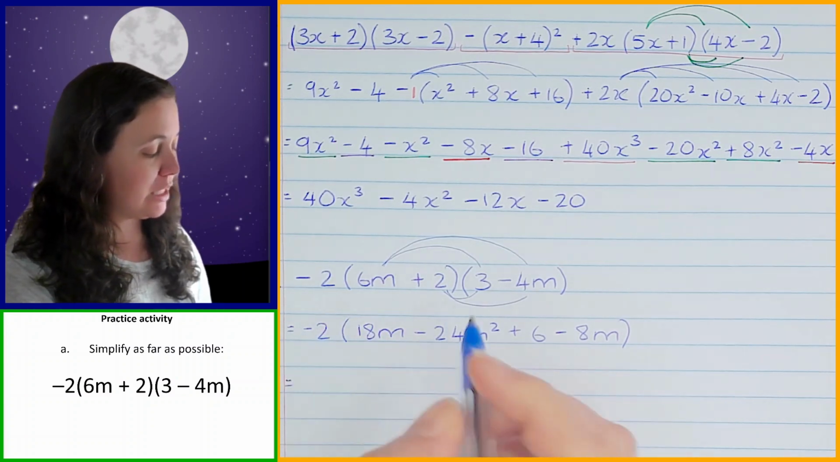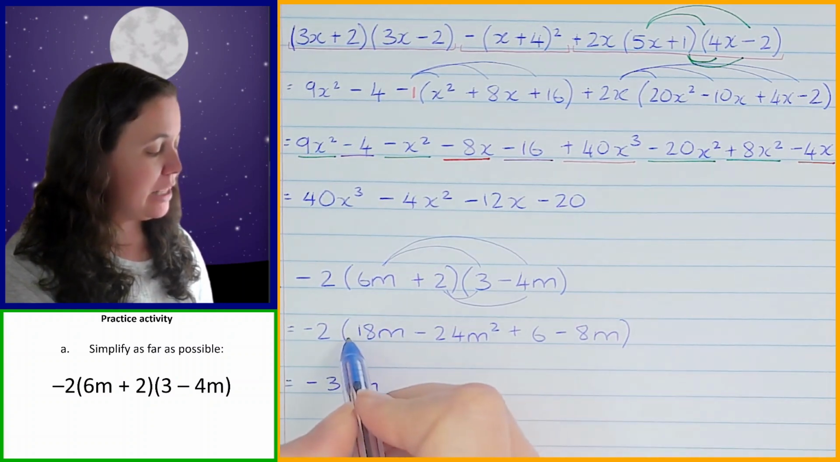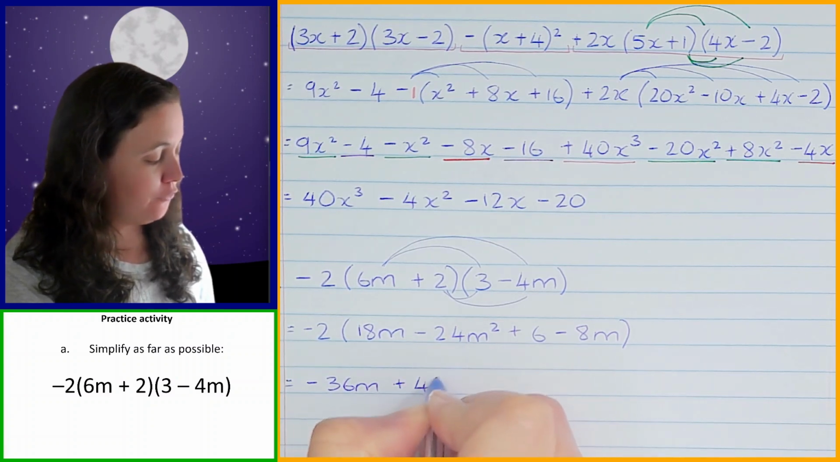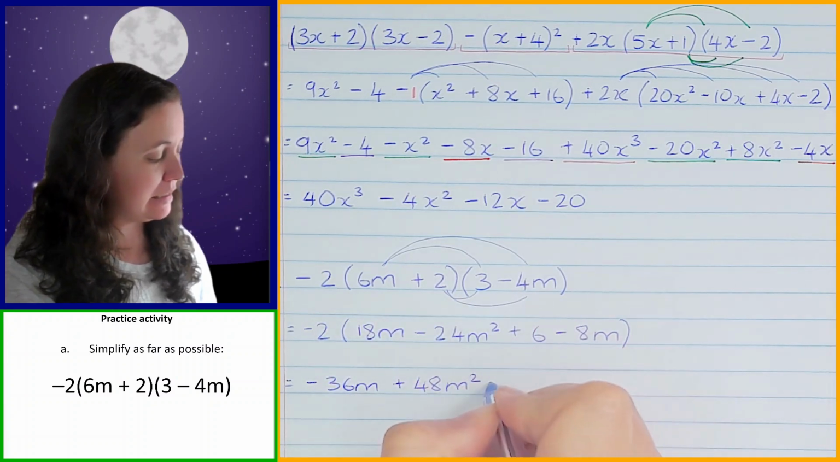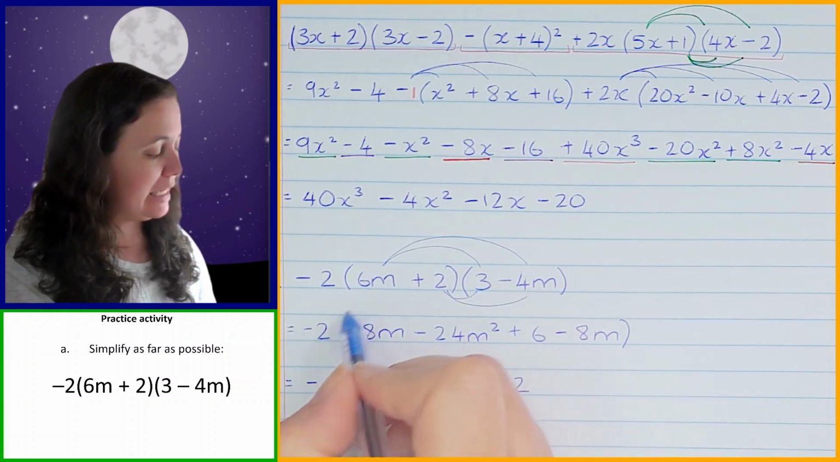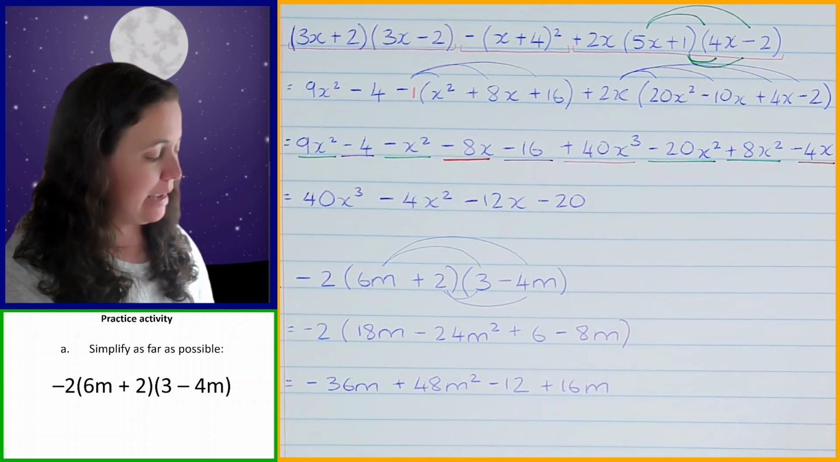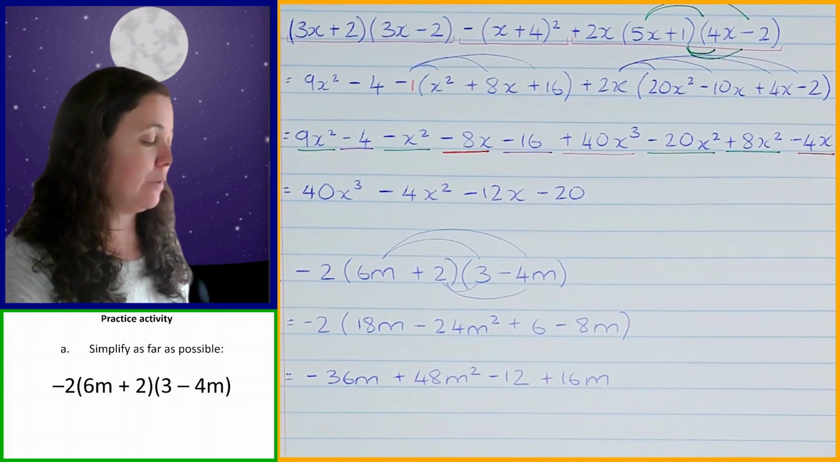So negative 2 times 18m is negative 36m. Then negative 2 times negative 24m squared is positive 48m squared. Negative 2 times 6 is negative 12. And negative 2 times negative 8m is positive 16m. Okay, so once I've done that, I need to then go and simplify and combine my like terms.